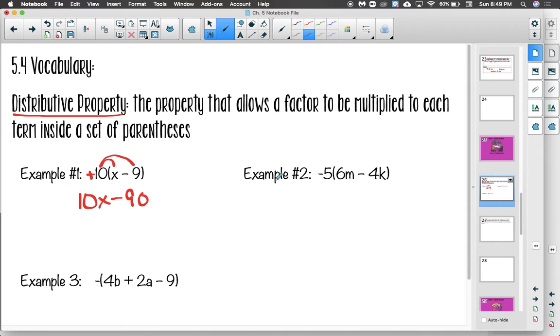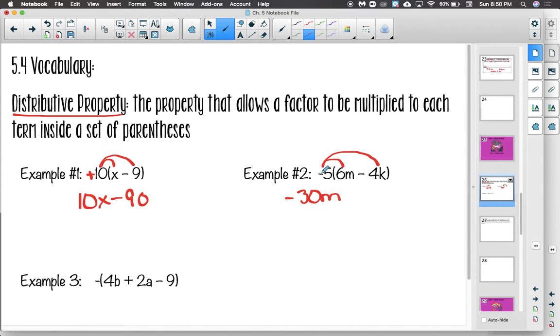Okay, let's take a look at number 2 here. We've got a negative 5, so this time we're going to have to be cautious to be keeping that negative sign in the problem. So we'll start with a negative times a positive is a negative. 5 times 6m, 5 times 6 is 30, and bring that m along, we get negative 30m.